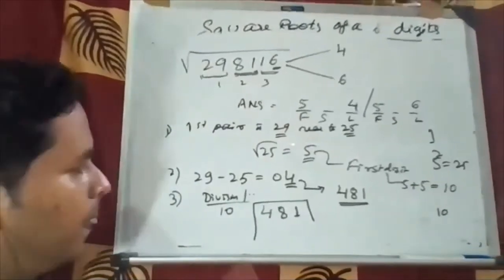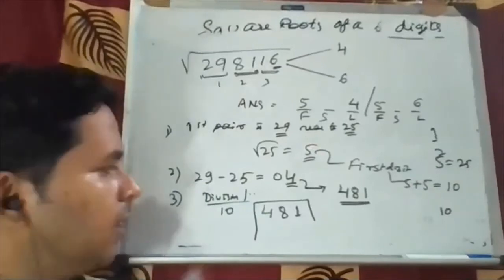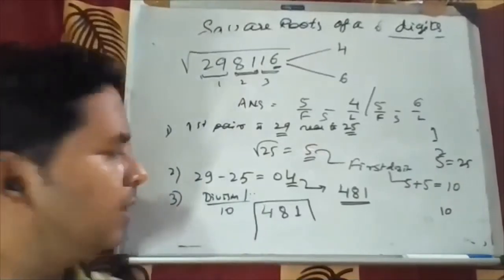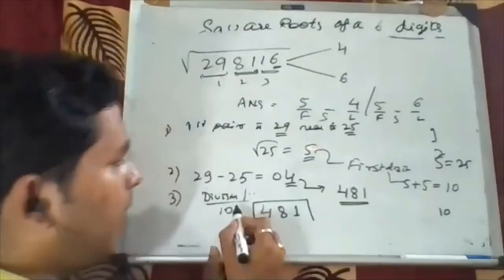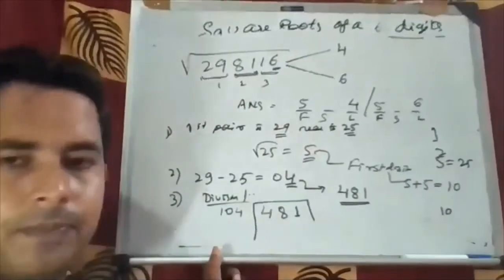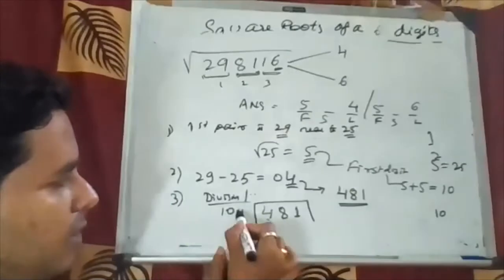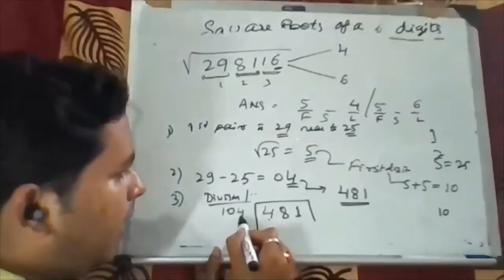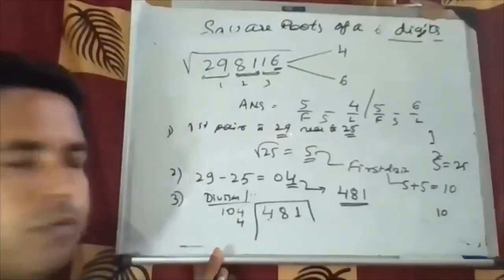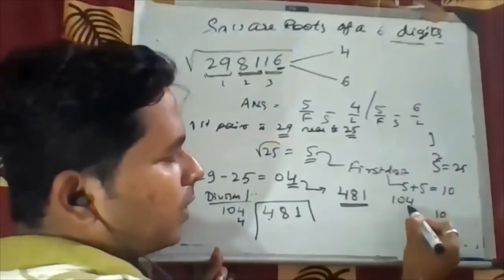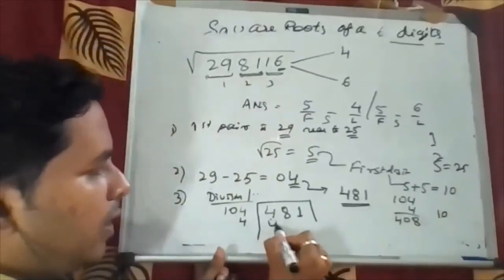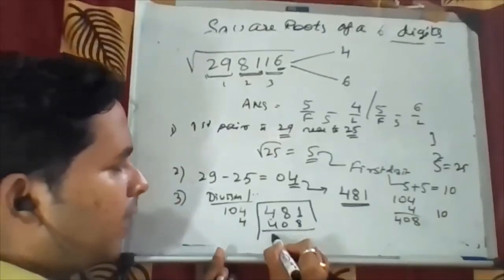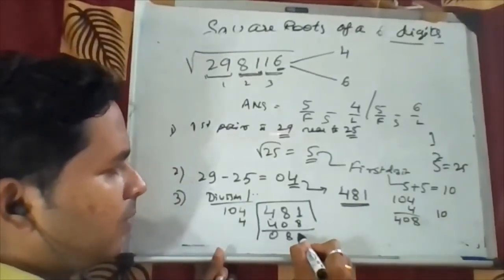Okay, now what do I have? I have 10. So I need one more digit, and if I take one more digit, it will be divisible. I'll take 4 as the one more digit, because the starting number is 4. I multiply it with one more 4. So 4 multiplied by 4 gives 408, and it will get divided with some remainder.